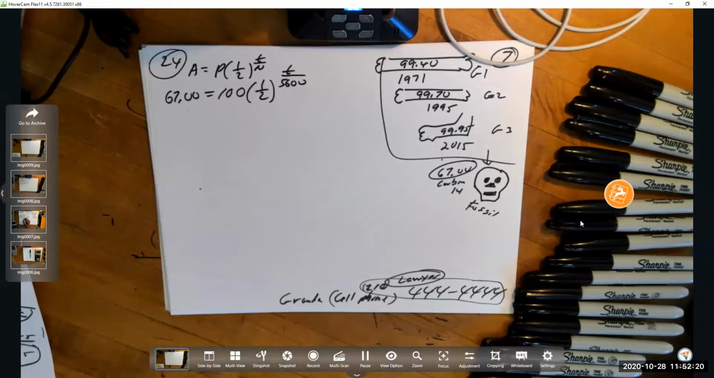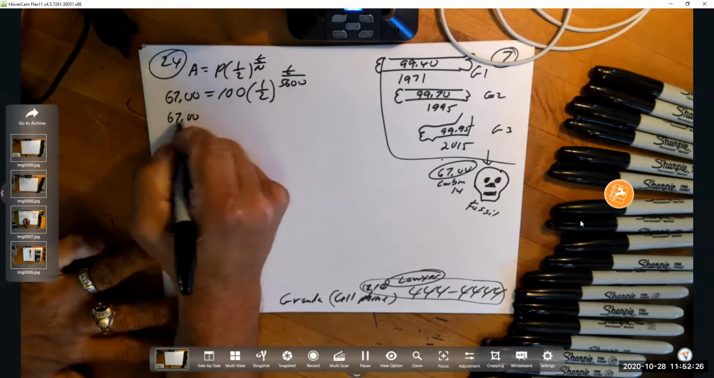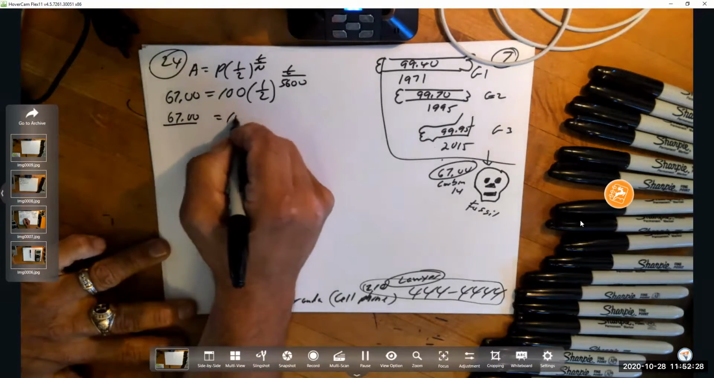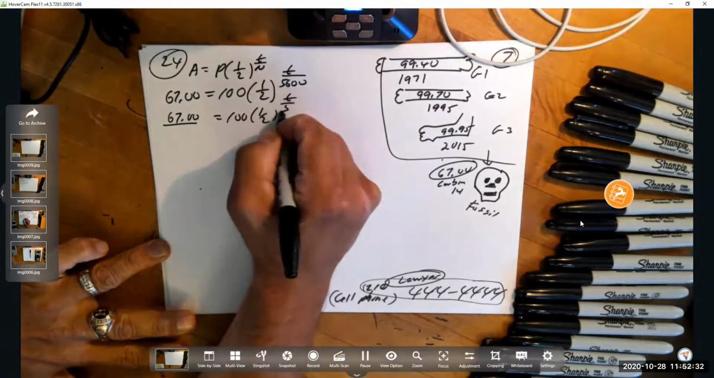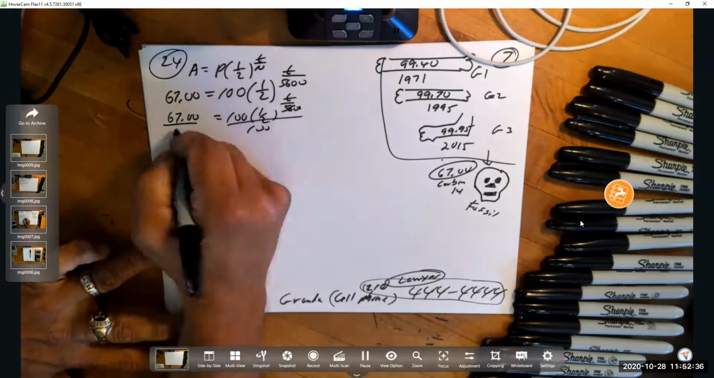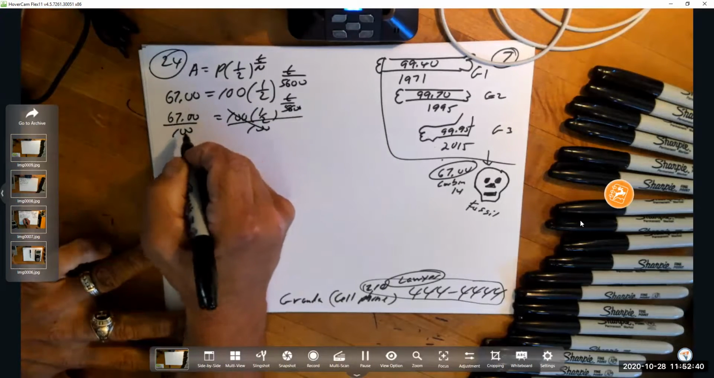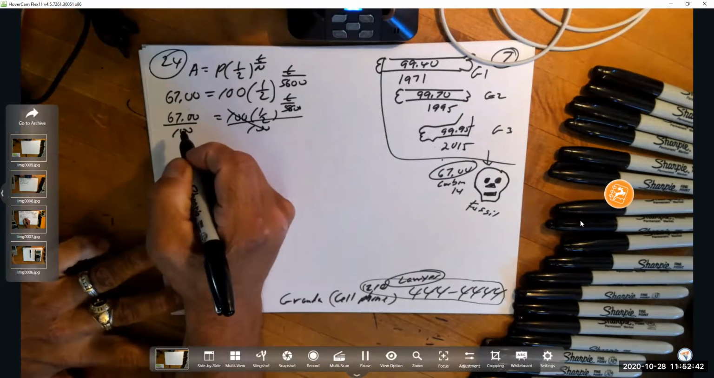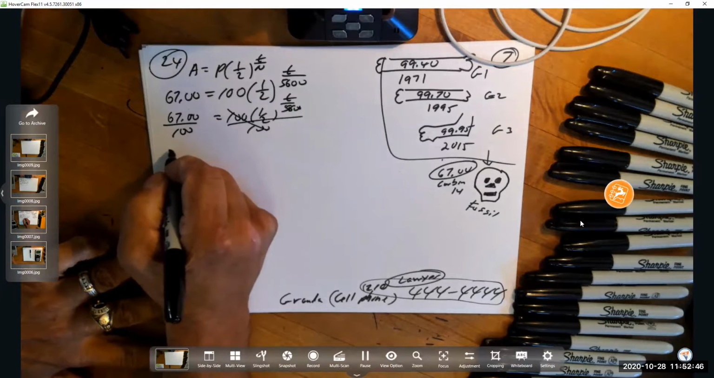Same setup. So you tell me, what's the next step? Divide by what? 100. These are gone. 6700 divided by 100. Give me a number. 0.7. Point what?